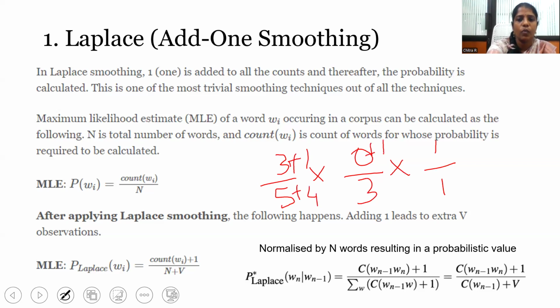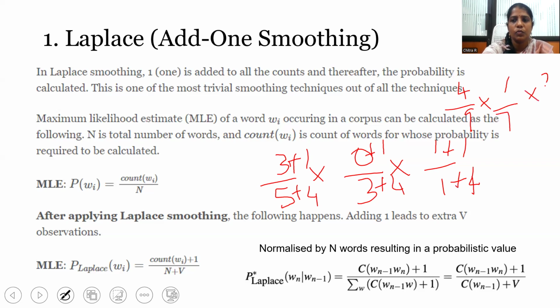So here also add 1 and add 4. Here also add 1 and add 4. So 4 by 9 into, instead of 0, it becomes 1 by 7 into 2 by 5. Calculate the value, it will give the probability. Based on that, the probability is calculated, and which word is having the higher probability is taken from the corpus set. That is given here.